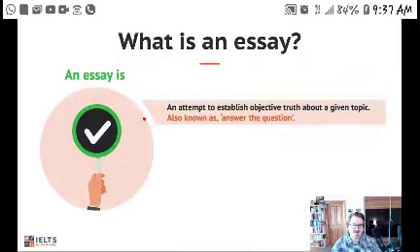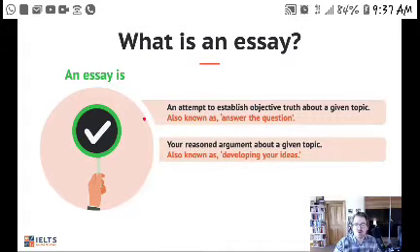What is an essay? So an essay is an attempt to establish objective truth about a given topic, also known as answer the question. So what an IELTS examiner is looking for is, when they are looking at your essay, they ask you a question. And what you are trying to do is establish what is the truth about this question. What do I think about this question? And putting that on paper.